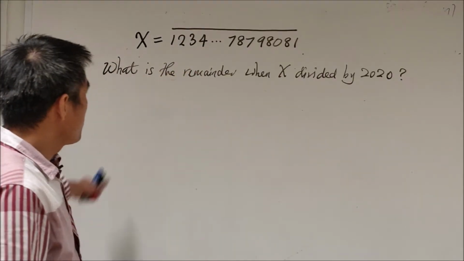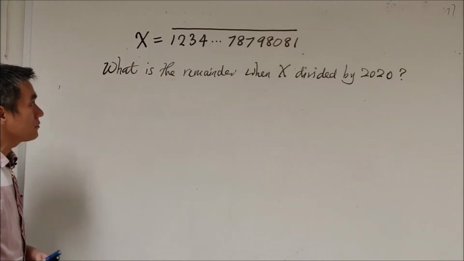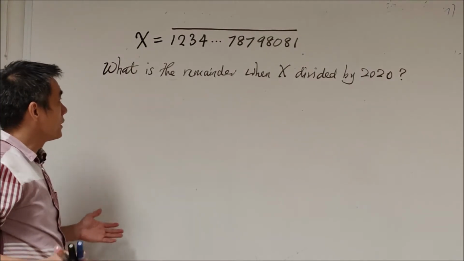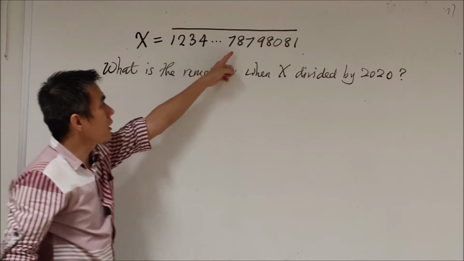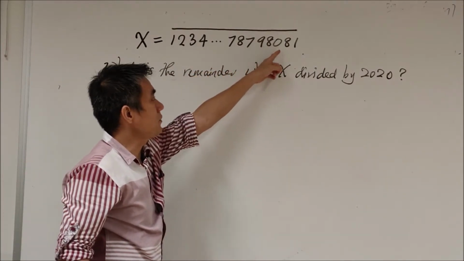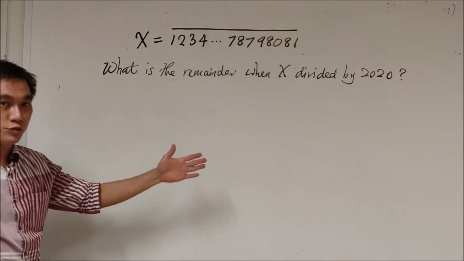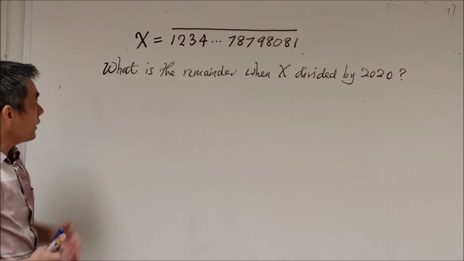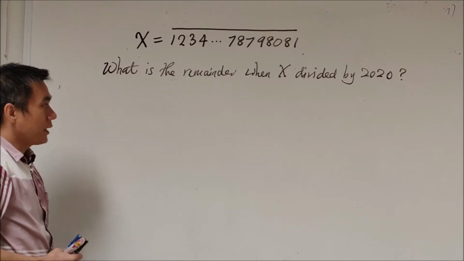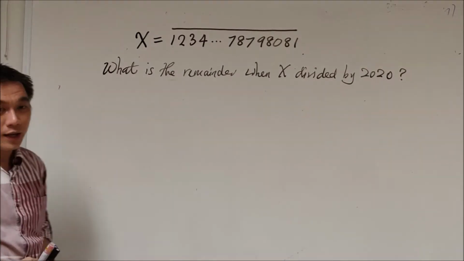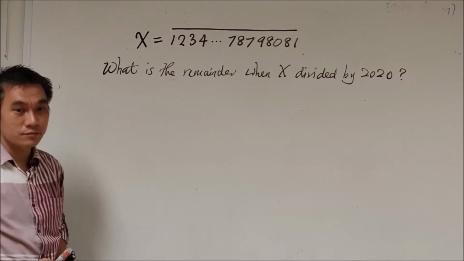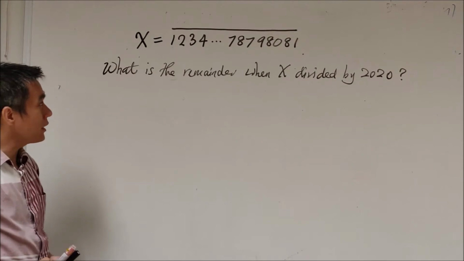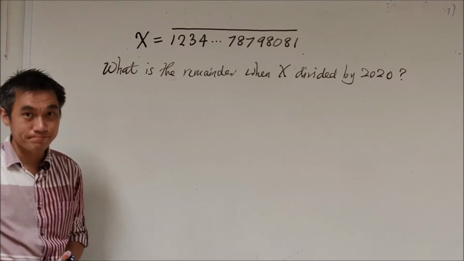For this week, we are dealing with a number theory question. Let x be a number consisting of the digits 1, 2, 3, 4, up to 80, 81. So this is a huge number. What is the remainder when x is divided by 2020? The options are A, 81, B, 181, C, 281, and D, 381. What do you think?